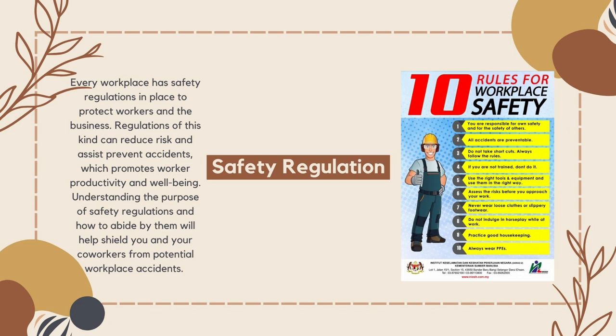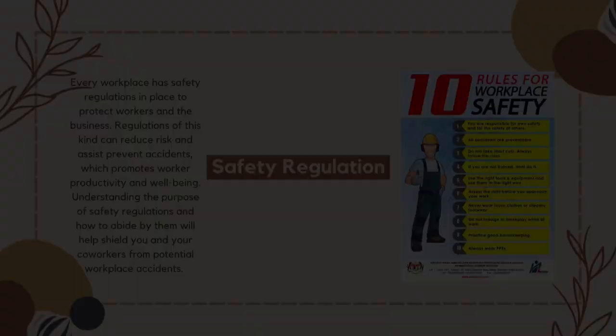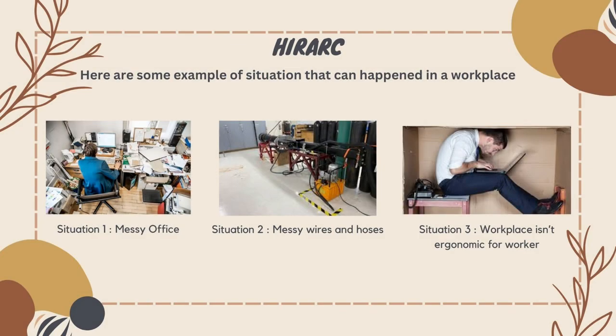Safety regulation. Every workplace has safety regulations in place to protect workers and the business. Regulation of this kind can reduce risk and assist prevent accident, which promotes worker productivity and well-being. Understanding the purpose of safety regulation and how to abide by them will help shield you and your co-workers from potential workplace accident. So here are some example of situation that can happen in a workplace.